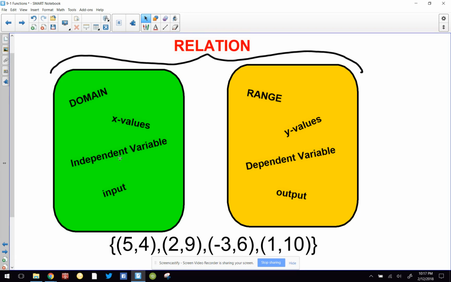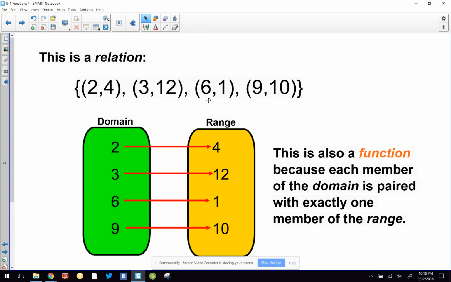So what is a function? Well, it's a type of relation. It's a special type of relation where every member of the domain has exactly one member of the range paired with it. Well, what does that mean? So look at this example. This relation: (2, 4), (3, 12), (6, 1), and (9, 10). Again, just some random ordered pairs.